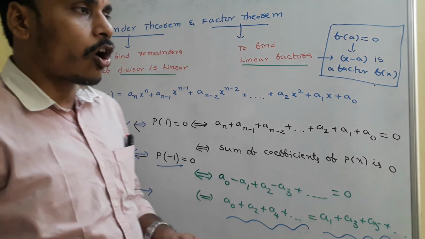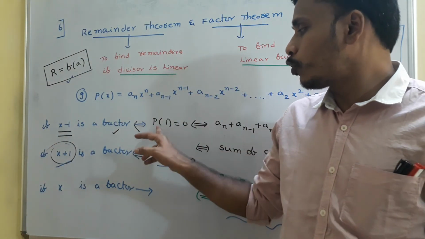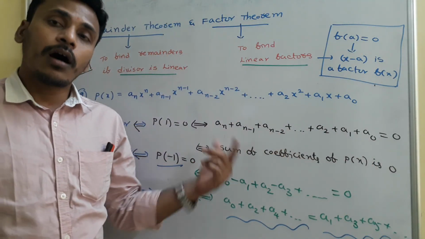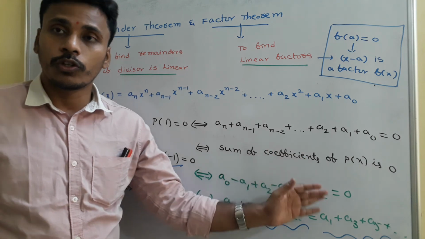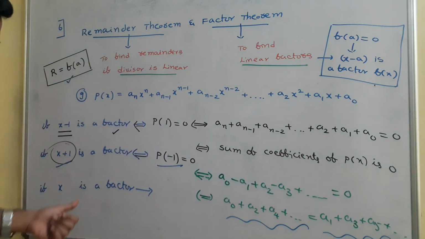So deciding x minus 1 or x plus 1 as factors or not is somewhat simple. Directly you need to check these two, or you need to think about the sum of the coefficients, or whether the sum of the even coefficients is equal to the sum of the coefficients of odd powers. Just have it. Okay. And the next thing is this very simple one.